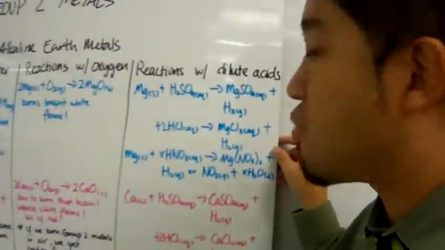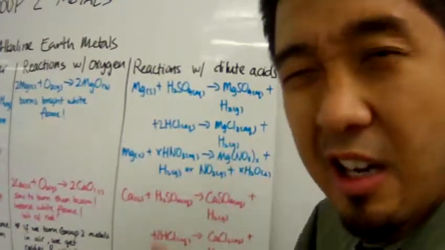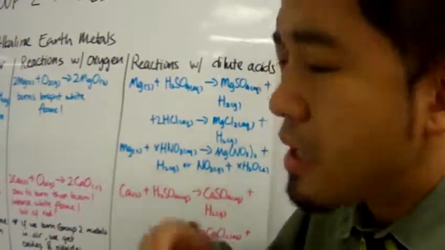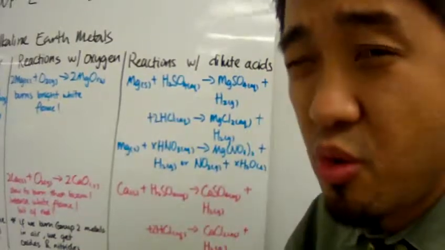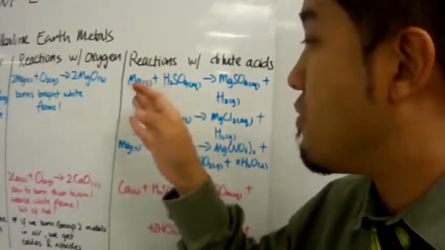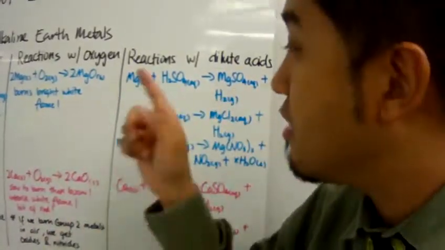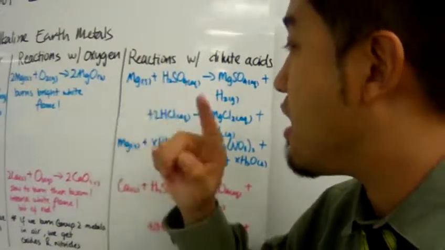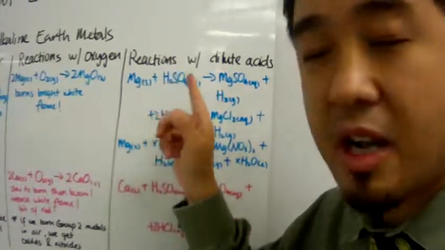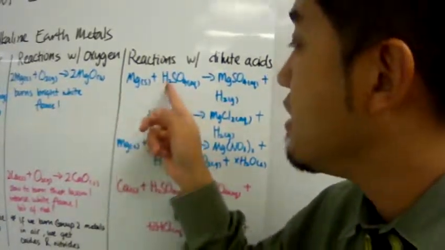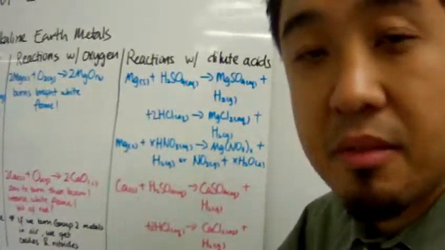Finally, reactions with dilute acids. Now, group 2 is a lot less reactive than group 1, and so we can mix it with dilute acids to get a reaction. And there's a whole slew of reactions for magnesium. With magnesium, you can react with sulfuric acid. You get magnesium sulfate. Because magnesium is more reactive than hydrogen, it will displace hydrogen and form the magnesium ion in solution. And you get hydrogen gas.